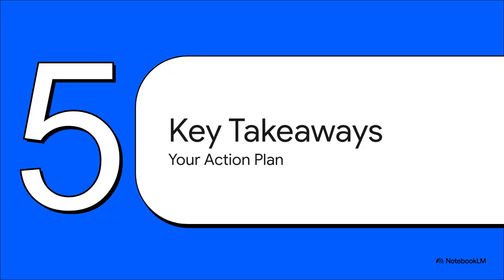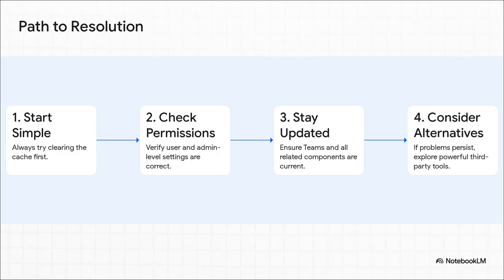Phew, okay, that was a lot. So let's boil it all down into a nice, simple summary. What are the key things you need to remember from all this? Here's your game plan, your path to getting this fixed. Step 1. Always start simple. Clear that cache first. It's easy, and it works a surprising amount of the time. Step 2. If that doesn't do it, then you move on to checking permissions with IT. Step 3, as a general rule, just keep everything updated. Your operating system, Teams, all of it. That prevents a lot of headaches. And finally, step 4, remember that you have other options. If the native calendar is just not cutting it, maybe it's time to look at a more powerful tool.